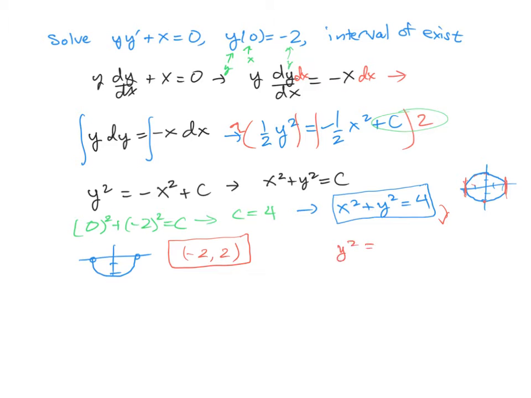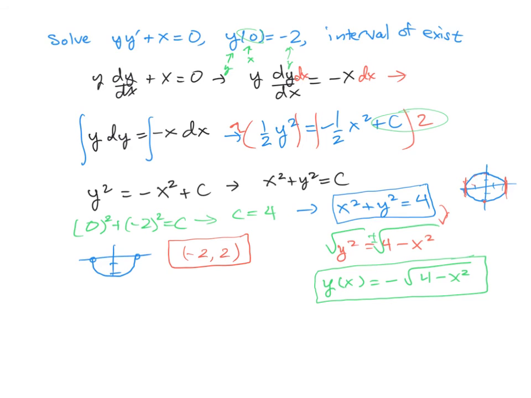and then taking square roots of both sides with a plus or minus, and then our y of x would be negative square root of 4 minus x squared. And again, you will notice that if you substitute in a value of 0 for x, you will get a negative 2 for the solution. So that is the solution of that initial value problem.